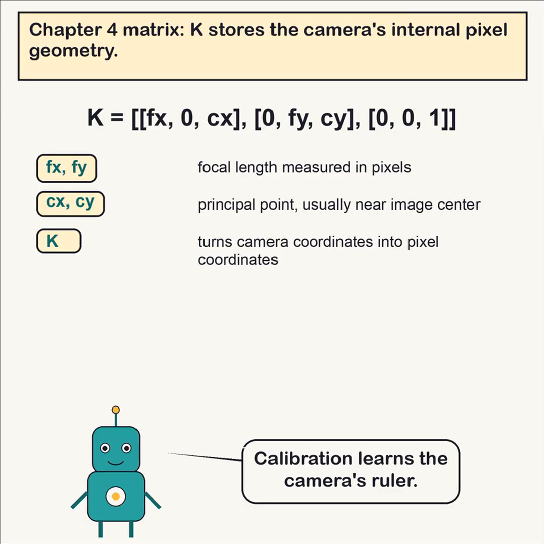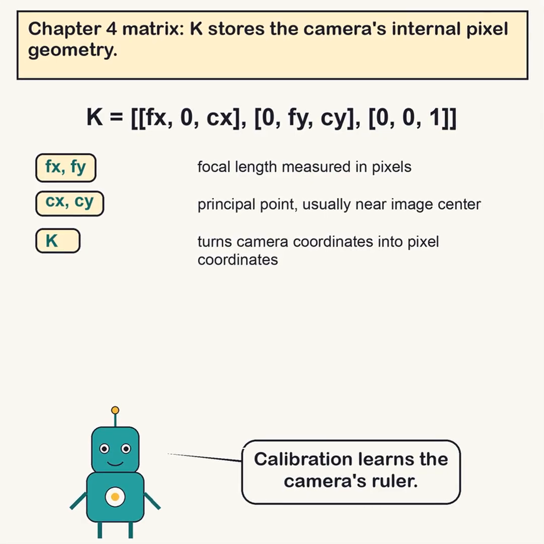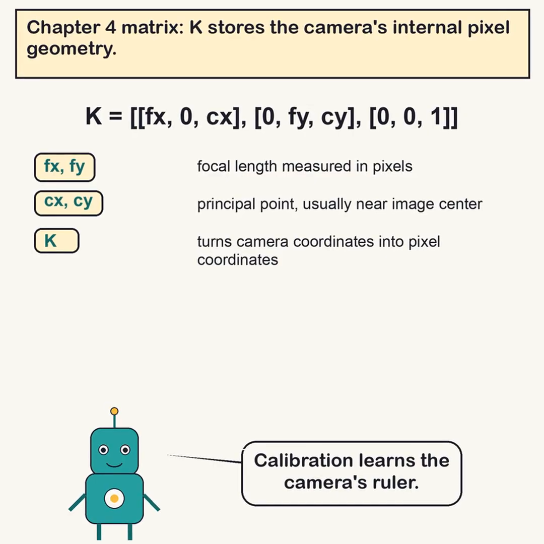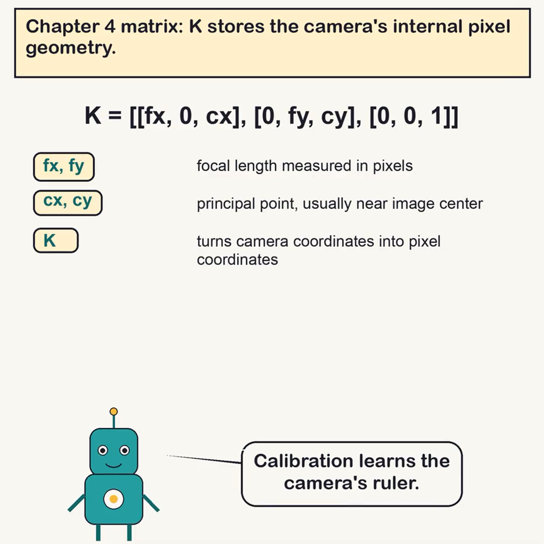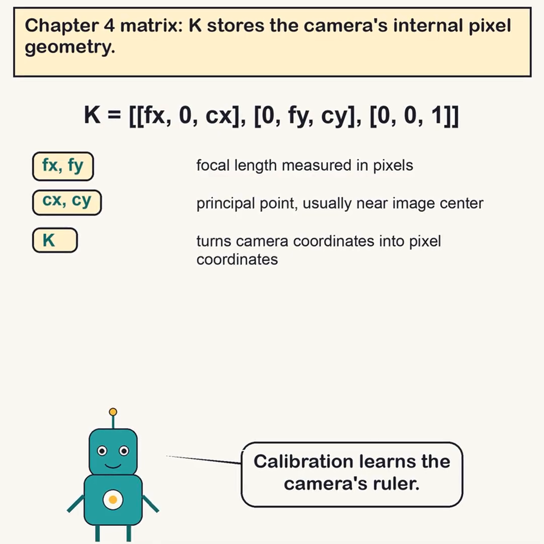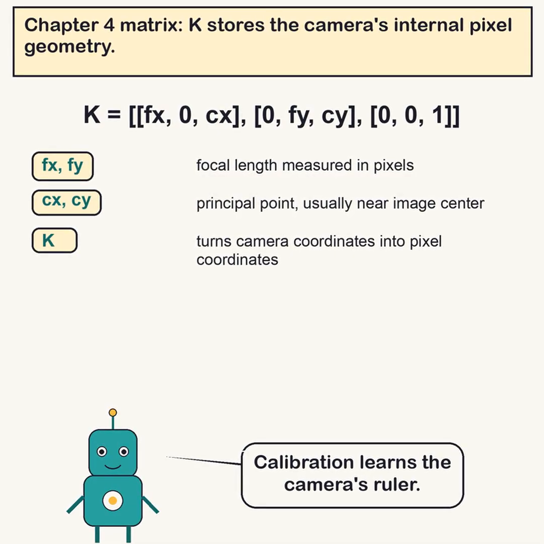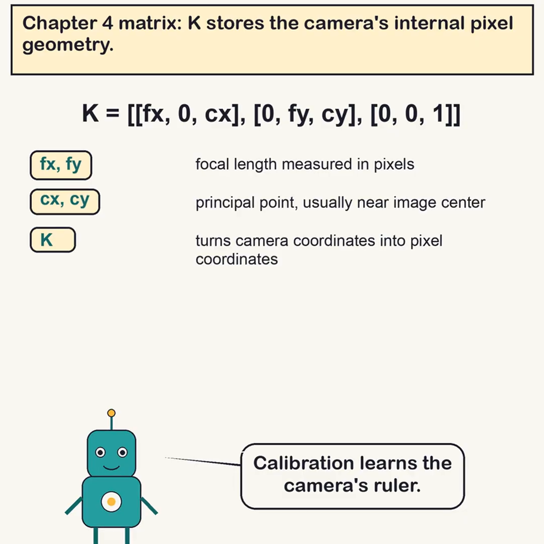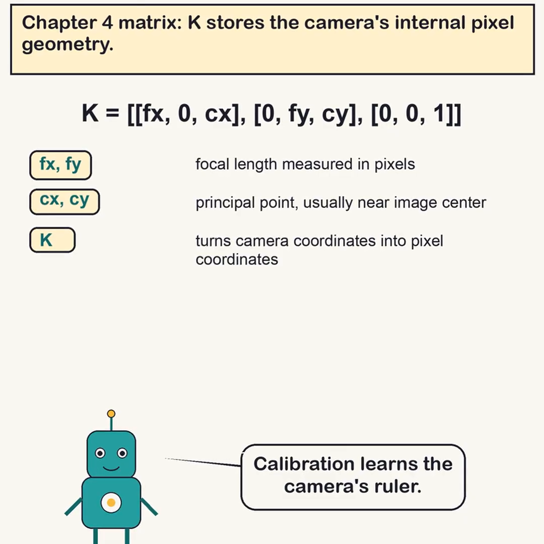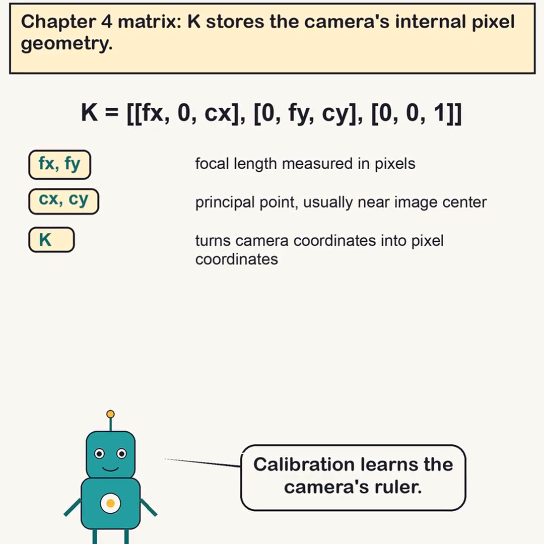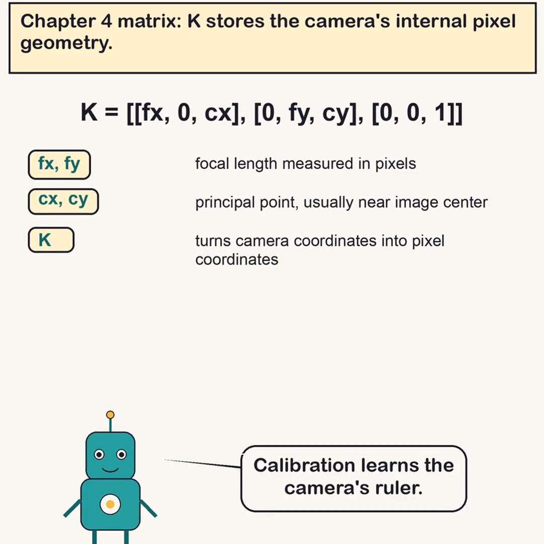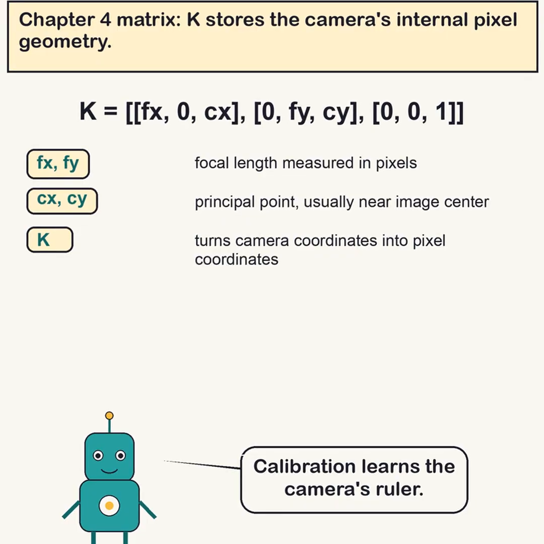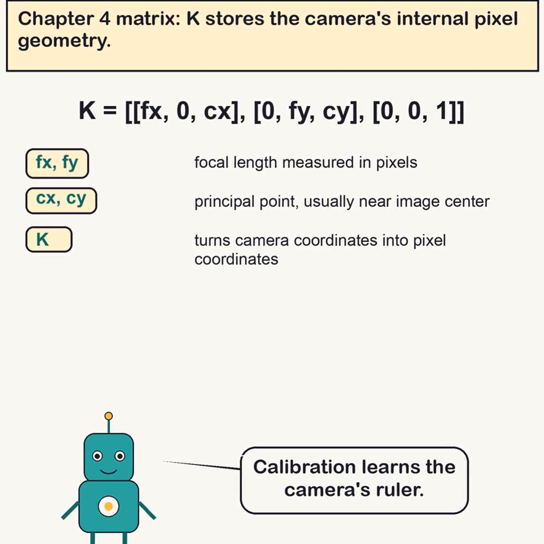K deserves memorization because it separates camera hardware from world geometry. Focal length controls zoom. The principal point tells where the optical axis hits the sensor. Once K is known, 2 cameras can discuss the same 3D world in a shared mathematical language. Without K, depth and pose estimates drift because pixels have no calibrated scale. Real-world analogy. The intrinsic matrix K is the camera's measuring tape, marking zoom and the center of the image sensor.